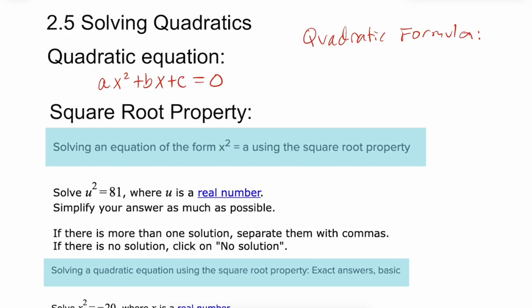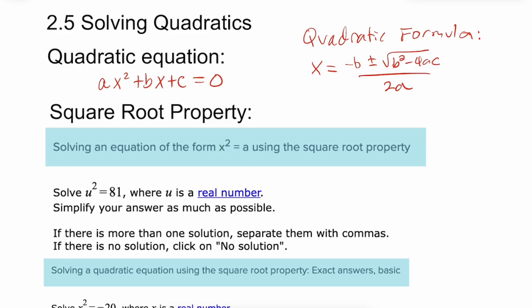So that is a quadratic equation, and the quadratic formula is one way that we can solve it. So let me tell you what it is. It's negative b plus or minus the square root of b squared minus 4ac all over 2a. We will practice using it, but I want to make sure that you see it.